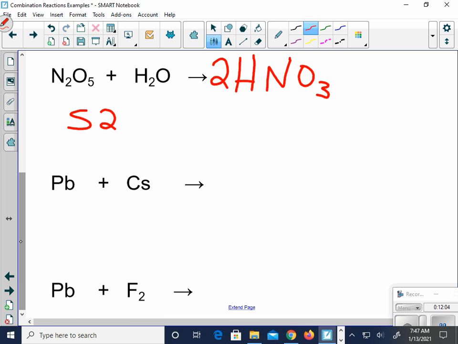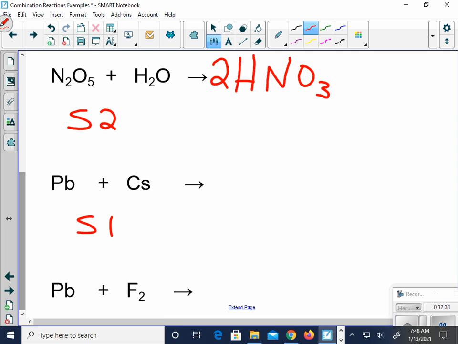Pb plus Cs. As I'm looking at these, I say, okay, is it a combination number 1? 2 elements. Okay? Could be. Is it an S2? No, it is not. Is it an S3? No, it is not, because it doesn't have water. Does it have oxygen? No. So is it an S4? No. Is it an S5? Ammonia and an acid? No. So this has got to be an S1.